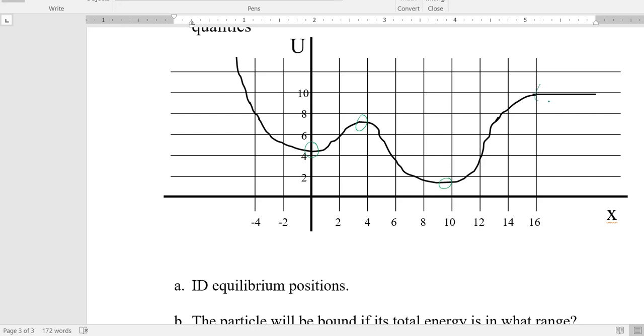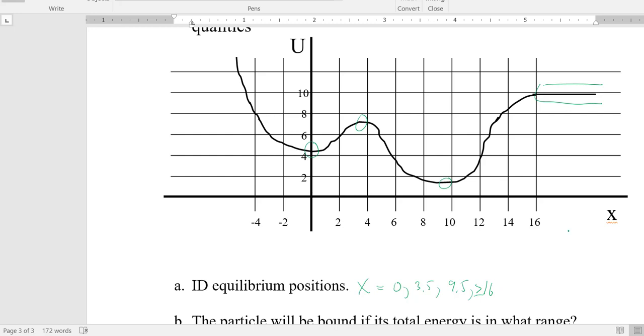and then anywhere after 16 seconds. So if I were to write this out, x would be about 0 is the first one, maybe about 3.5 for that second one. The next one would probably be maybe about 9.5 or so. And then the final one would be 16 and beyond. So greater than or equal to 16. Okay, so those are points of equilibrium.